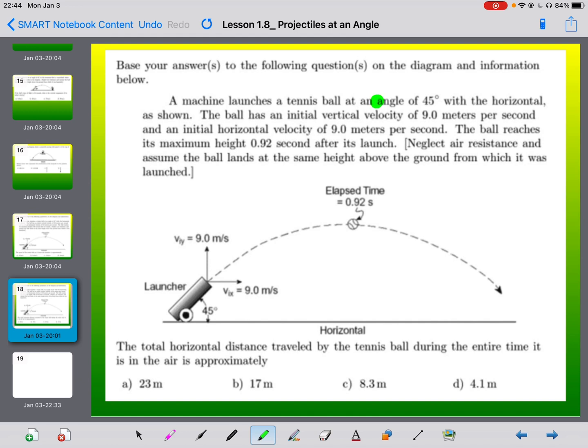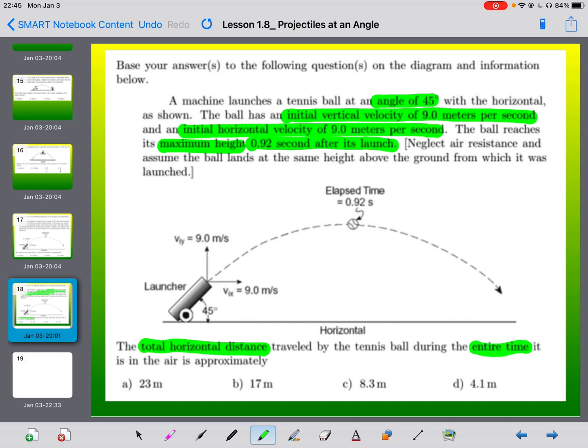It says we have an angle of 45 degrees. We have an initial vertical velocity of 9 meters per second. We have an initial horizontal velocity of 9 meters per second. They're telling us that the ball reaches the maximum height 0.92 seconds after its launch. They want to know the total horizontal distance traveled during the entire time. So probably the most important part of this question is right here: the entire time.